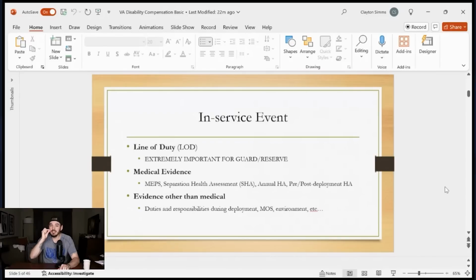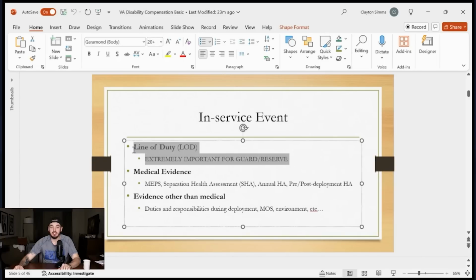Now, getting a little bit deeper into the big three, starting with the in-service event, extremely important for Guard and Reserve to have that line of duty. Hey, I got hurt. I need this line of duty stating so. Now, not everyone has an official LOD, but any medical evidence stating the condition happened while on orders, on active, whatever that looks like for you in the Guard and the Reserves, this becomes extremely important.